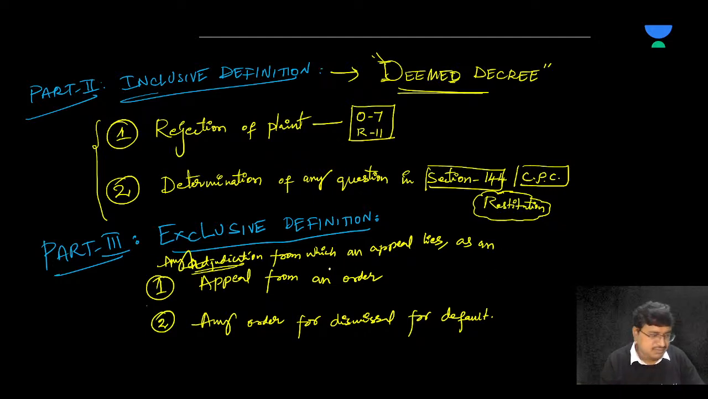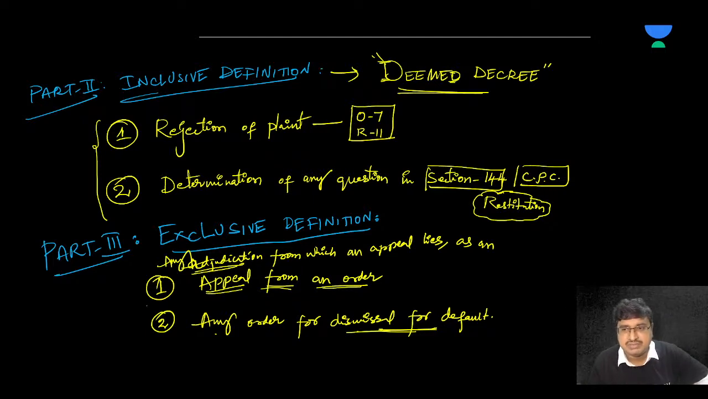Here, appeal from an order: any adjudication from which an appeal lies as an order, it means that if an appeal is available from an order. Here, any order passed for dismissal for default: if the plaintiff fails to appear before the honorable court, then the court may dismiss the suit for his default. The court may call the plaintiff and, being absent, with no representation from the plaintiff side, the suit is dismissed for default.